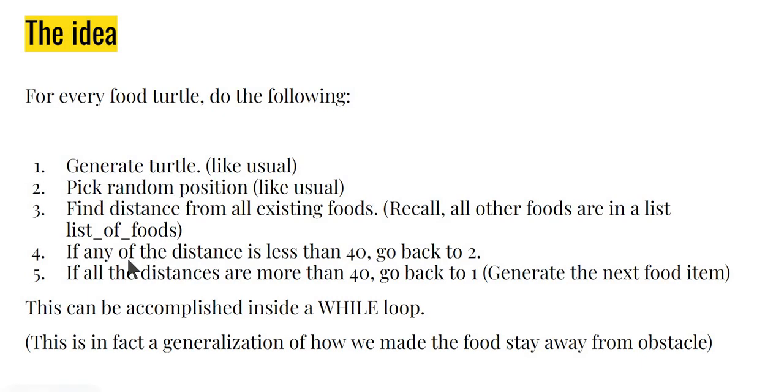Now, clearly, this is a situation where I do not know how many times I'm going to repeat something. Here is a candidate. Here's a classic use case for the while loop. And all of this is running inside a for loop for placing all the turtles, all the food turtles. And you can clearly see that this is a generalization of how we made the food stay away from all the obstacles, because there what we did was we just found the distance between the food itself and the obstacle. And apart from that, pretty much it remained the same.